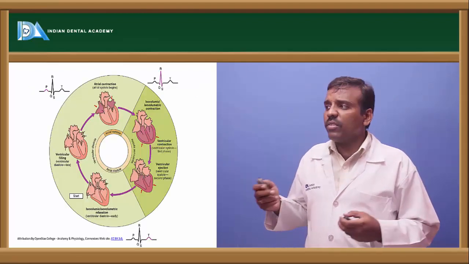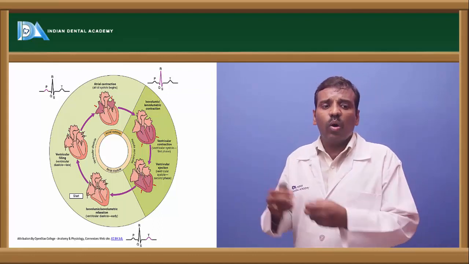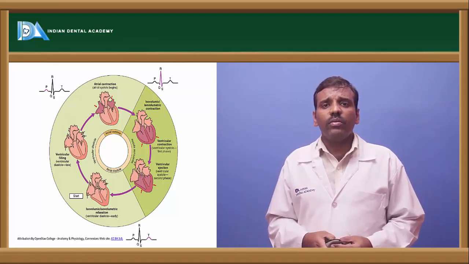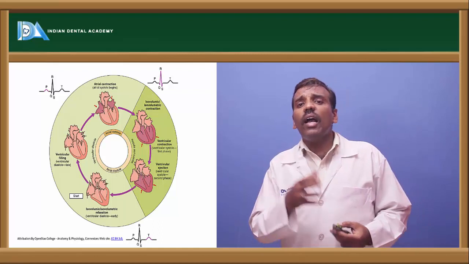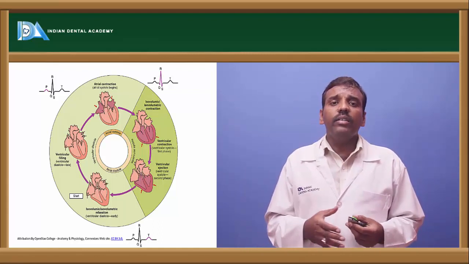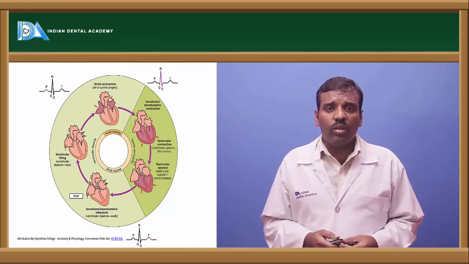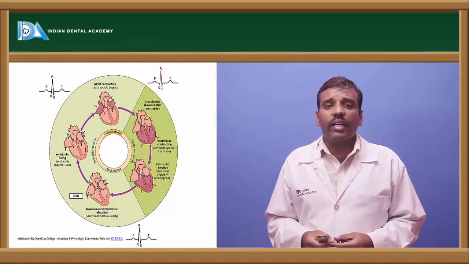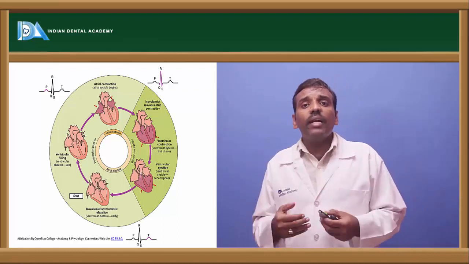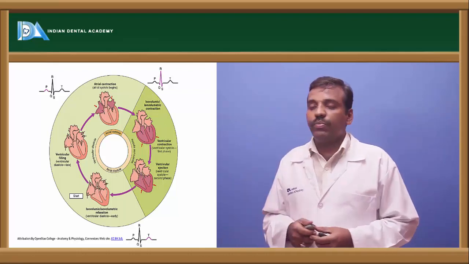And if you see this cycle, we'll come to know how the events take place. Isometric contraction. So when the ventricle is completely filled and the atrium is completely filled, there is an atrial systole. By that, blood comes into the ventricle and then there is an isometric contraction.